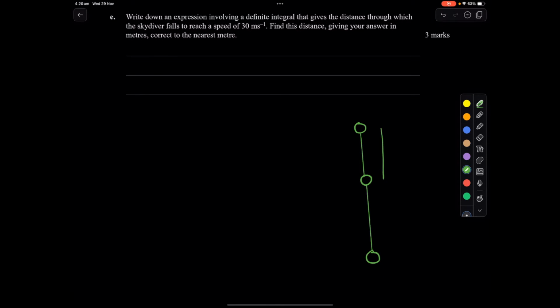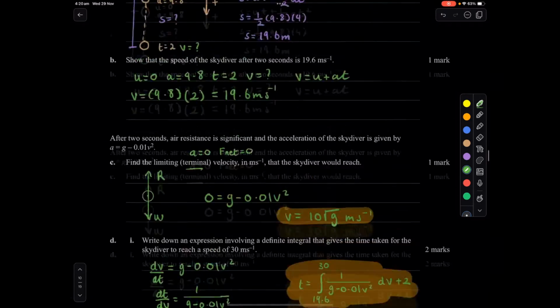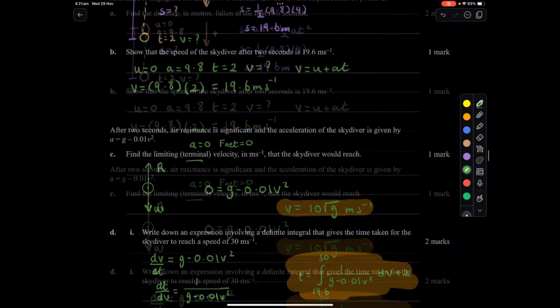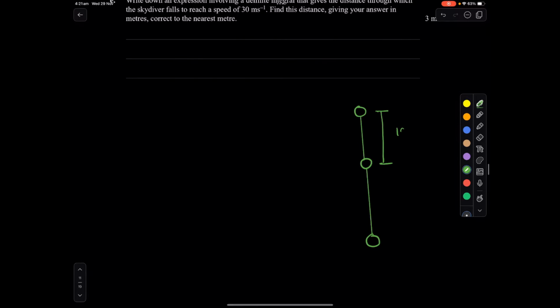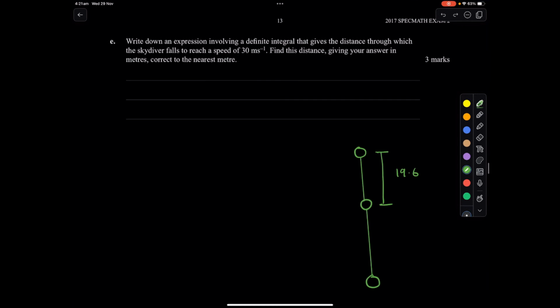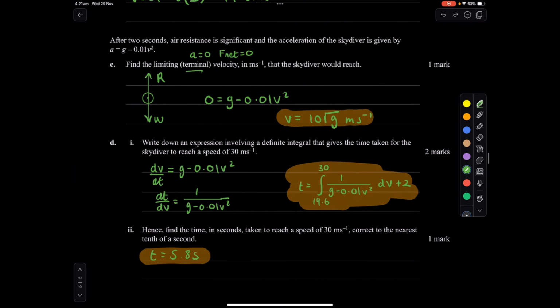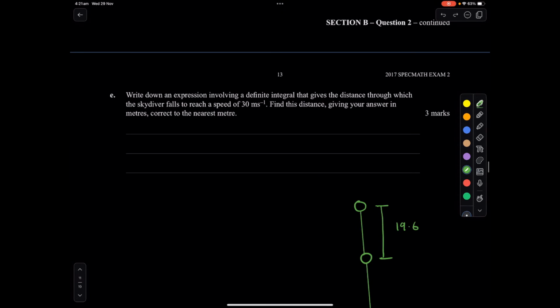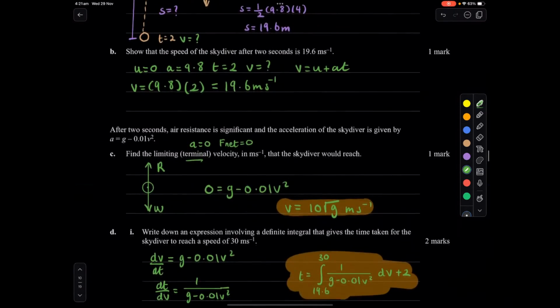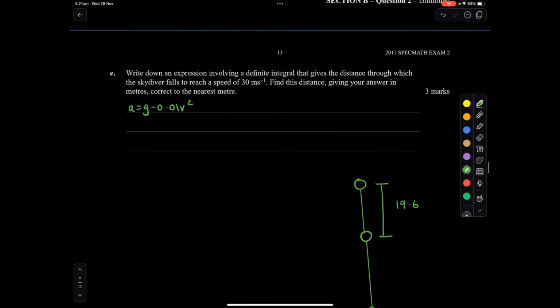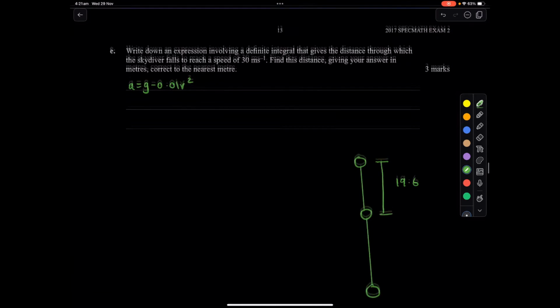But luckily we know this distance over here. Remember, we just calculated that. That was 19.6. And what about this distance? We need to calculate that distance. So we need an expression in terms of a definite integral that can give us that. Well, what can we do with this acceleration? a equals g minus 0.01 v squared. Let's have a look at it again. Is that right? Yes. Okay, how can we get it in terms of x?